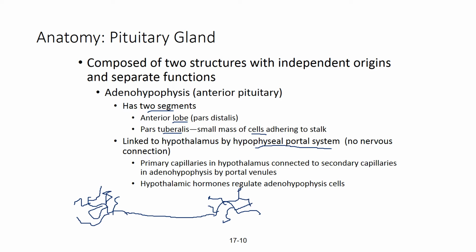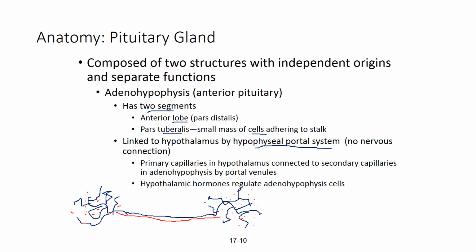And a portal, think of it like shuttling something from one place to another. Well, what it's going to be shuttling is hormones. These little red dots represent hormones. It's going to pick up these hormones, transport them down this little portal, and then dump out the hormones where we have our secondary capillary bed. Capillaries are little tiny blood vessels where we exchange things and pick up things like hormones. And I'll show you this on the picture that I've got.